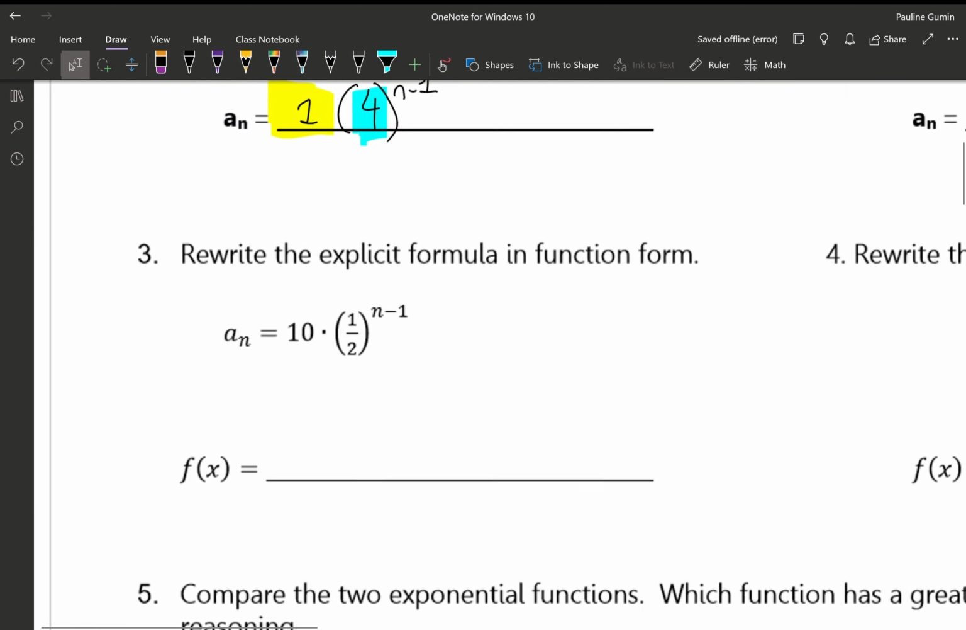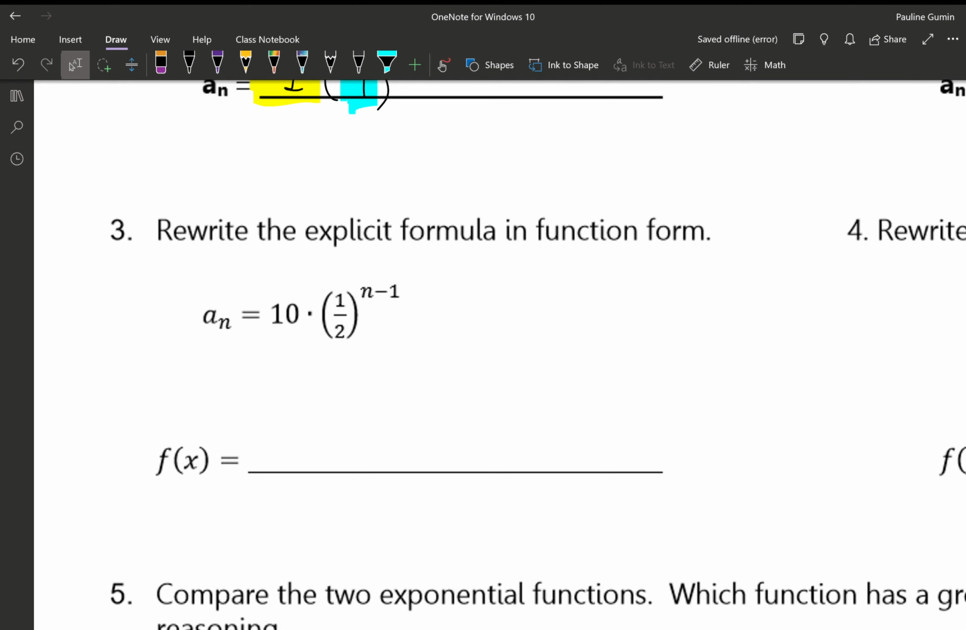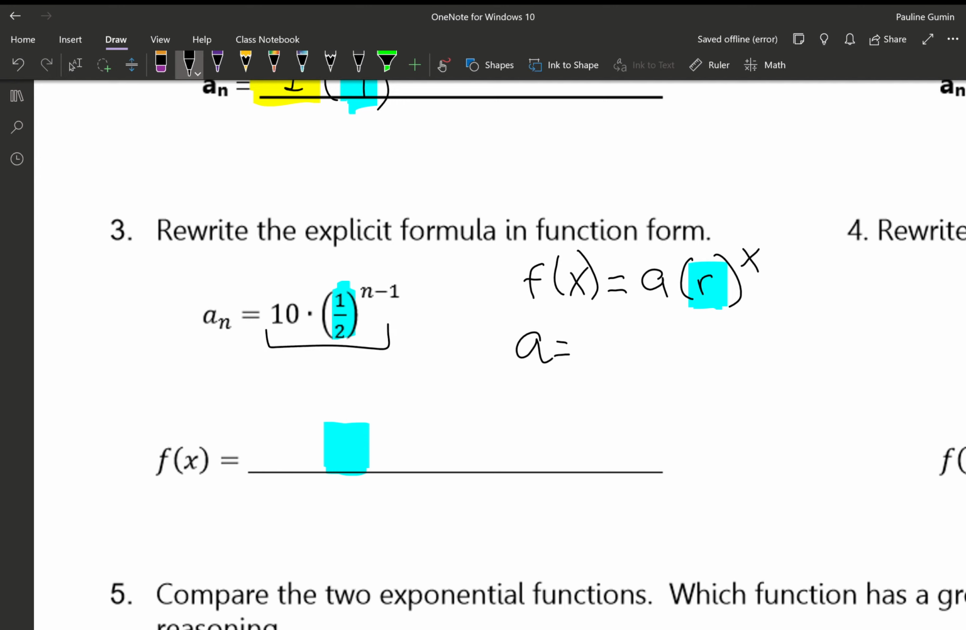For number 3 and 4, we're going to use the explicit formula and rewrite it in function form. Now, function form looks like this. It's f of x equals a times r to the power of x. Now, r is the same r as in our explicit formula. It's our ratio. So that's not too hard to find. Now, a is not the same as our a in our explicit formula. A is actually the y-intercept. So the way we find it is by plugging 0 into our explicit formula.